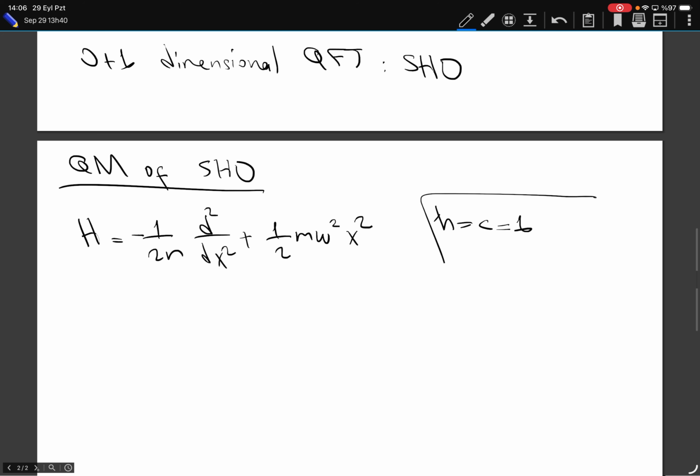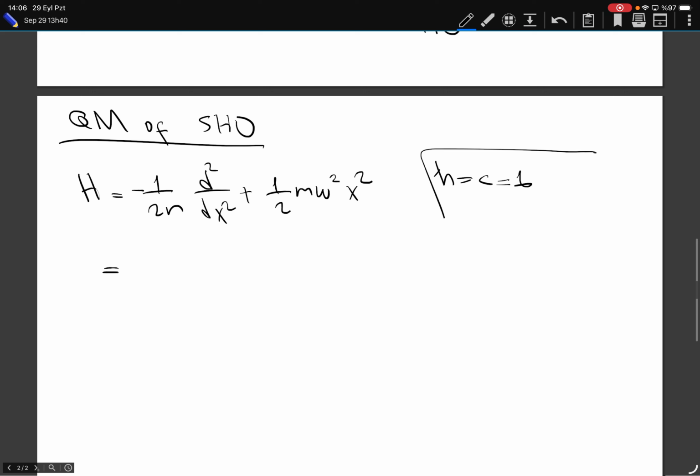So this is my harmonic oscillator in these units. Well, how do we solve this? Let me just factor out an omega.